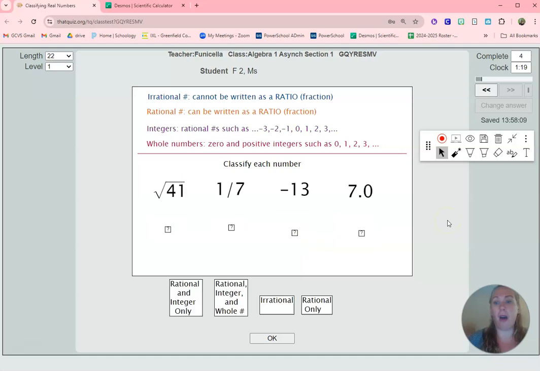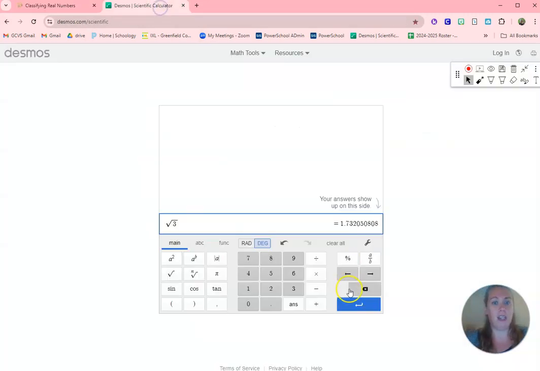Remember, at any point, pause the video, do what you need to do to take care of yourself. Classifying these numbers here, we have 3 options that are rational and 1 that is irrational. So the only option here that we see for irrational is this square root of 41. It is not a perfect square. It's going to get us this really messy decimal.